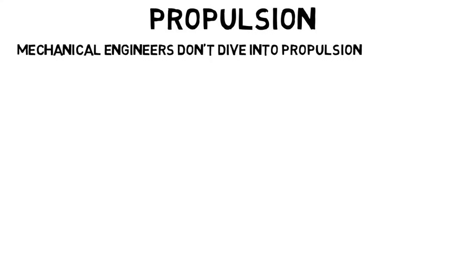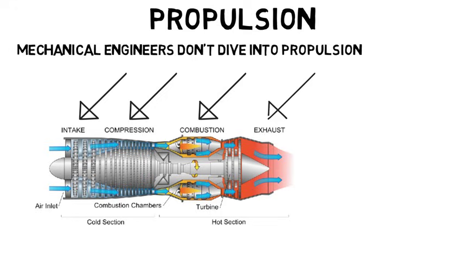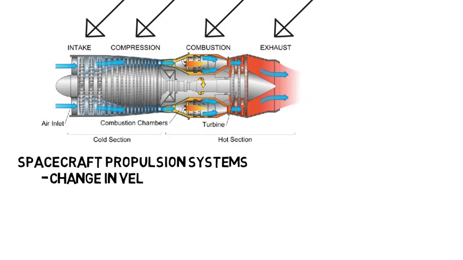So for the aeronautical engineers, they dive into the turbojet and various other propulsion systems that are specific to aircrafts. You'll learn about all these various stages and do in-depth analysis on everything, like how pressure and temperature change throughout it. Then the astronautical engineers would learn about spacecraft propulsion systems. And you might be asked things like how much change in velocity can a certain propulsion method provide?